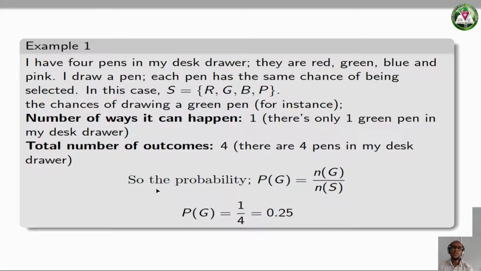So in this case, what will be our sample space? Remember, we define sample space as the total possible outcome. So our sample space in this case will be the red pen, the green pen, the blue pen, and the pink pen.